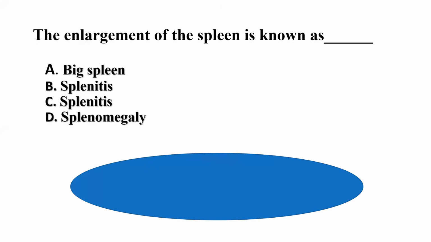The enlargement of the spleen is also known as: A, big spleen; B, splenitis; C, splenitis; and D, splenomegaly. The correct answer is D, splenomegaly. Splenomegaly is a medical term for an enlarged spleen.